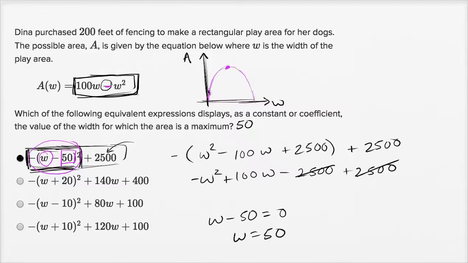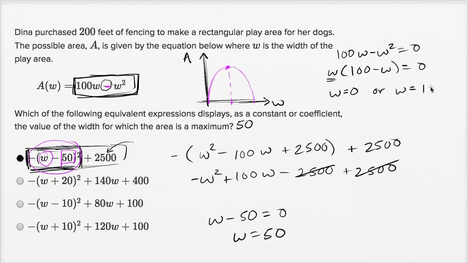And so we just need to find the vertex, or we need to find the W coordinate of the vertex there. And there's a couple of ways that you can find the W coordinate of the vertex. One, you could say that coordinate is going to be halfway in between the W values that make our function equal to 0. So we could say, well, what makes this thing equal to 0? You could say, 100w minus w squared is equal to 0. You could factor out a w. So w times 100 minus w is equal to 0. Well, this is going to be equal to 0 when either w is equal to 0 or 100 minus w is equal to 0, or w is equal to 100.